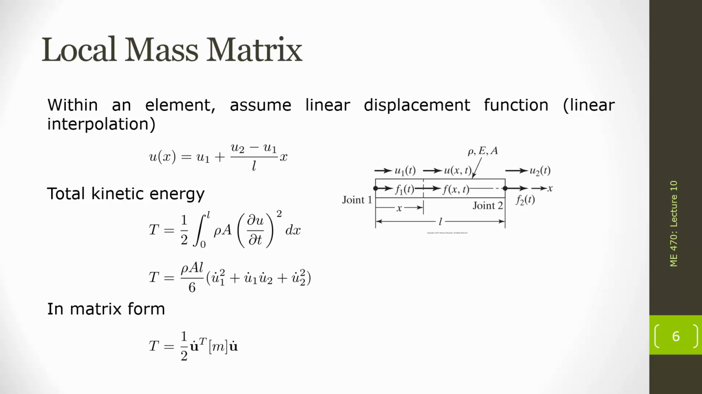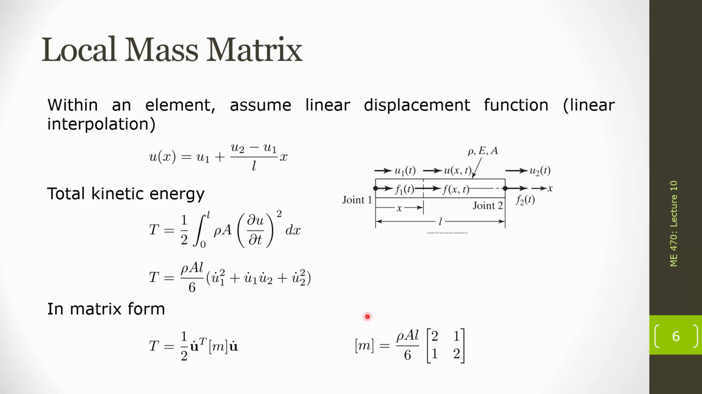So we're going to say that that kinetic energy can also be expressed as 1/2 times the vector u dot, so that's u1 dot and u2 dot, times some little m, which is going to be our local mass matrix, which we'll define in a second, times u dot, again, that's u1 dot, u2 dot. And if we put it into this matrix form, we find that if we multiply it by this local mass matrix little m, when it's in the form of this rho A L over 6 times the matrix 2, 1, 1, 2, if we put this m into this expression for T, if we do the matrix multiplication, we get back exactly this expression for T.